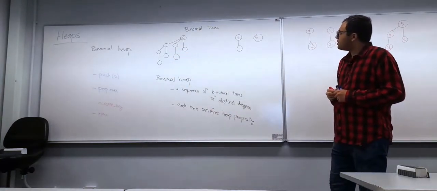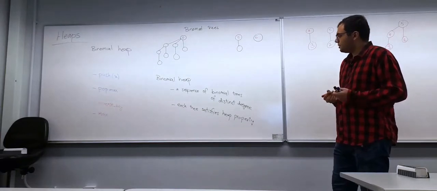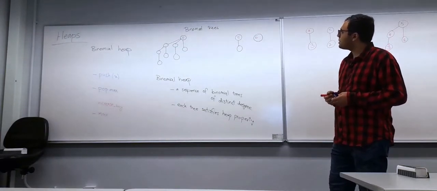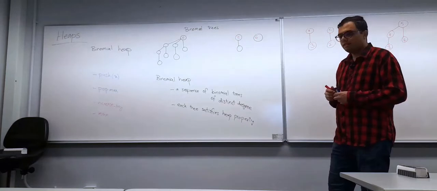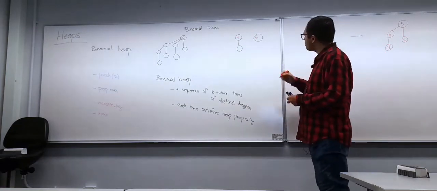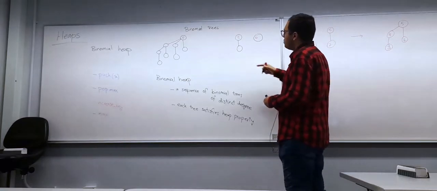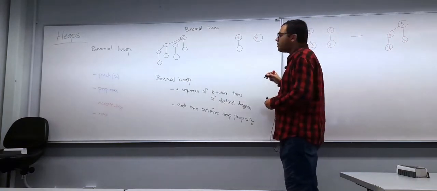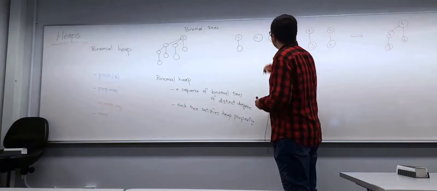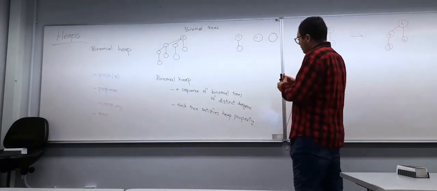So let's say I want to add some new elements. So for example, let's say I have push 7. Okay, so I want to push a 7. What I do is that I just create a new binomial tree of degree 0, which is just one vertex. And I put the 7 in there.